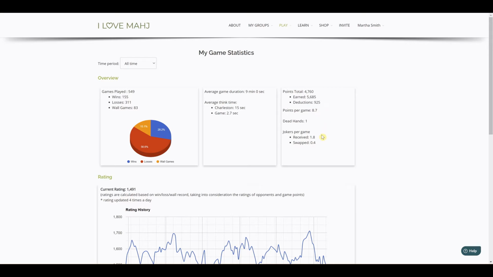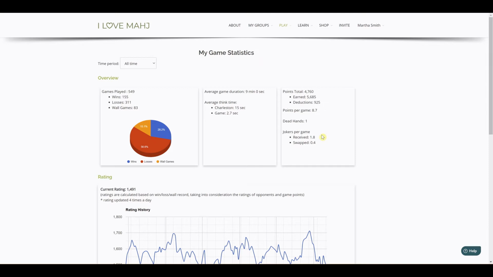Finally, you'll see data regarding the average number of jokers you received and swapped per game. We all have a tendency to believe we're not getting enough jokers and that the system is unfair, hence our reason for adding this section. This is especially true when playing with three bots. It may seem that they get more jokers than they should, but remember, there are three of them and one of you, so collectively, you'd expect them to get three times more jokers.